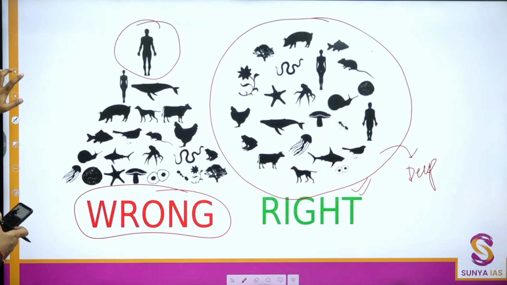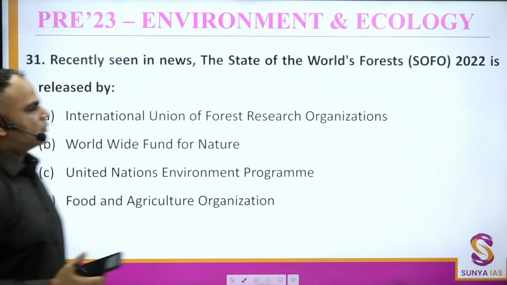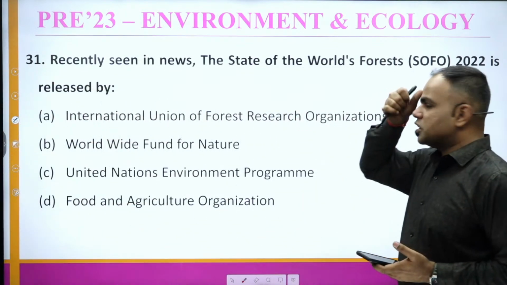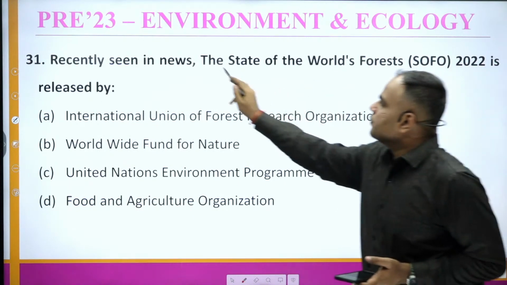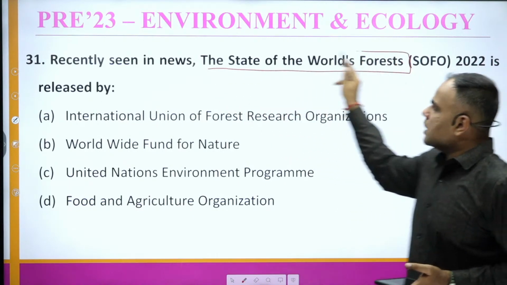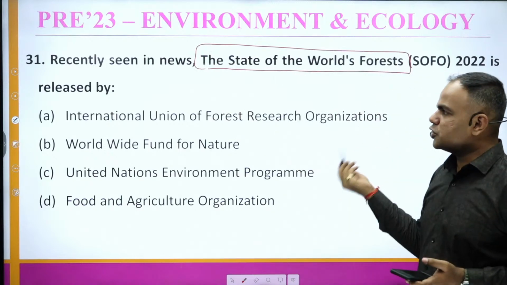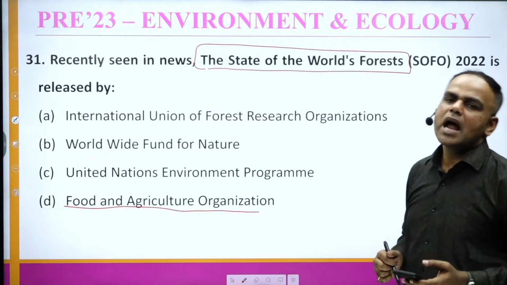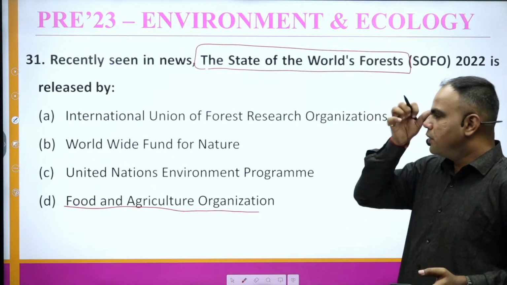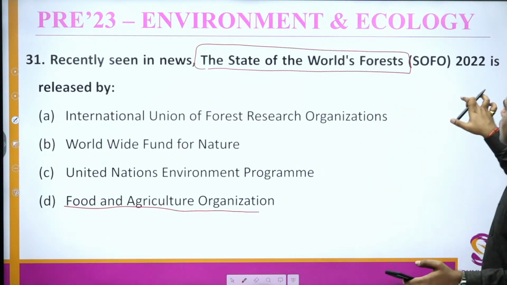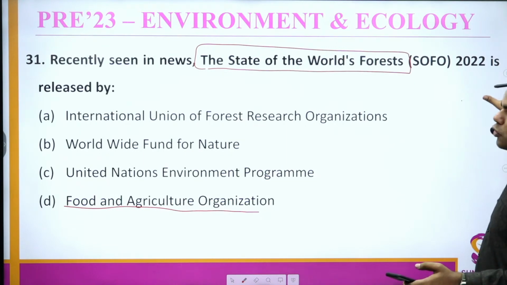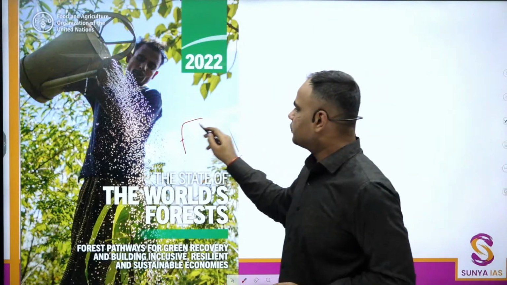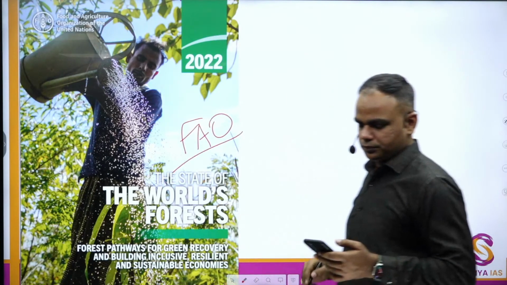Now this is a straightforward question. If you've watched my high yielding lecture on the reports, you would know this. The State of the World's Forest Report, by the way, is a famous report. This question 31 is about the report released by FAO, the Food and Agriculture Organization. I think there is one more question later on in which we've discussed 4 reports as well. We'll also see that. So the State of the World's Forest Report is by FAO.